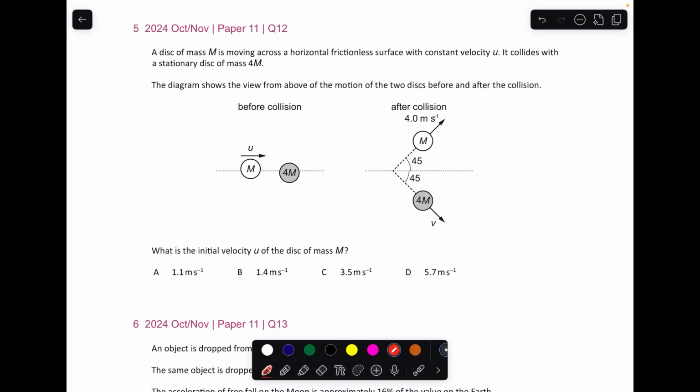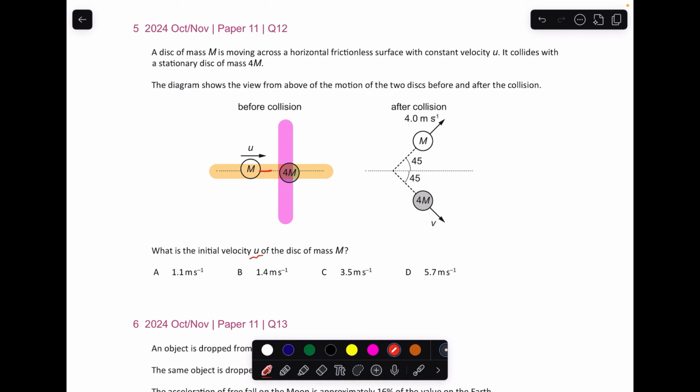In question 5, a disk of mass m is moving across a horizontal frictionless surface. It collides with a stationary disk of mass 4m. Then they will move like this after collision. What you have to find is u. This question is from the law of conservation of momentum, and this motion is two-dimensional, right? So you have to solve this in 2D. Initially, the momentum is only in the x direction. If you consider the y-axis, that is 0, right? Nothing is in the y-axis.